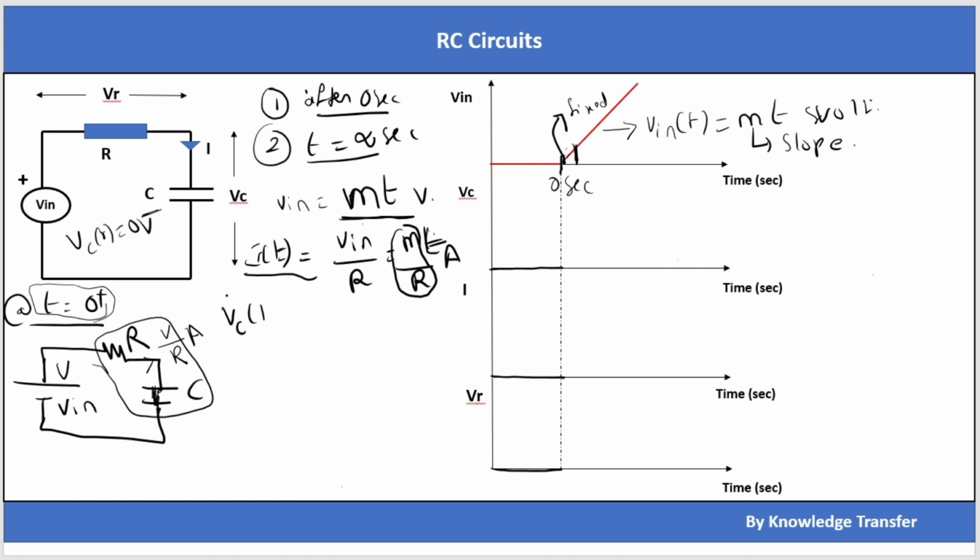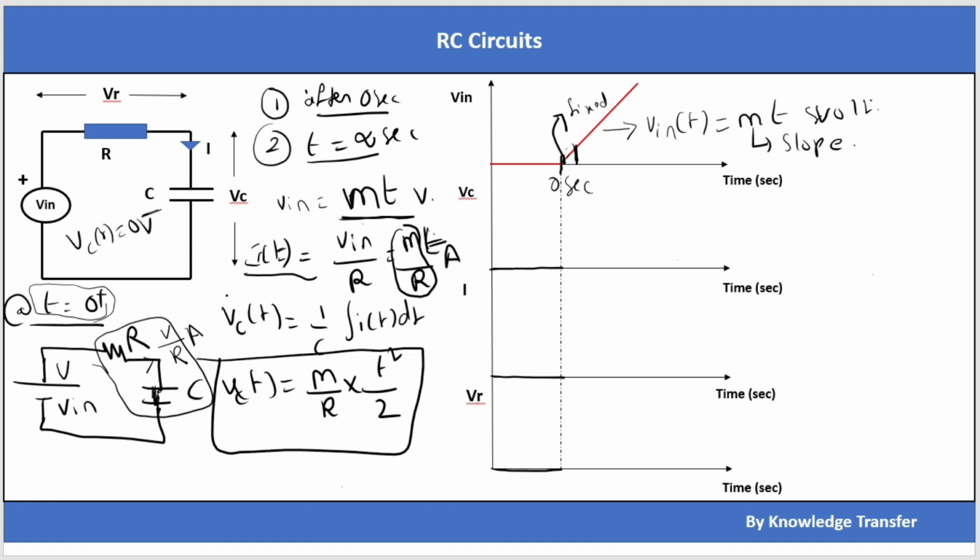Because of this current flowing to the capacitor, what will be the voltage across the capacitor? If I draw Vc of t, this will become 1 by C into the integration of I of t into dt. If I substitute I of t here, this will become m by RC into t square divided by 2. This is Vc of t. Here, during the starting, the capacitor voltage has a parabolic nature, starting from 0 seconds.